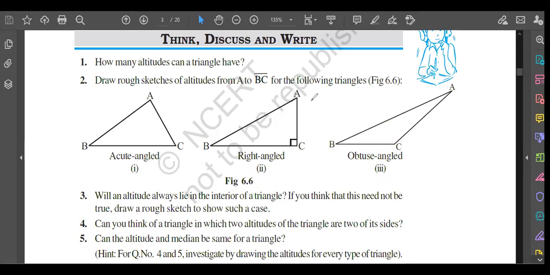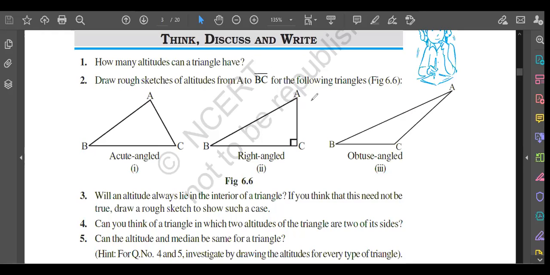Now, 4. Can you think of a triangle in which two altitudes of a triangle are two of its sides? We just discussed this. Is it possible that the altitudes are sides of a triangle? A right angle triangle. See, second example of question number 2. In a right angle triangle, two sides are actually two altitudes. Got it? Okay, very good.